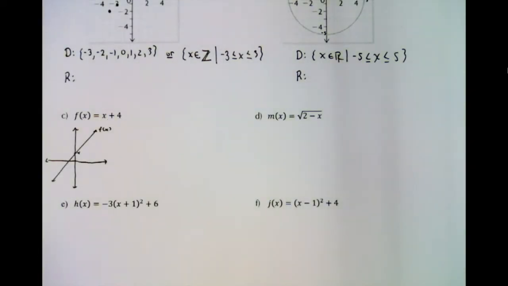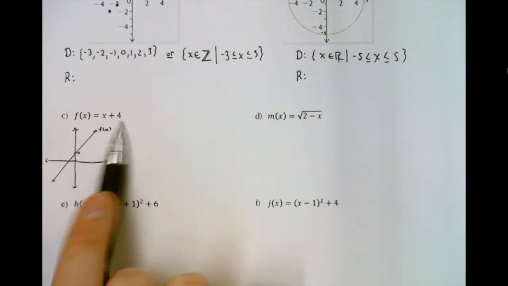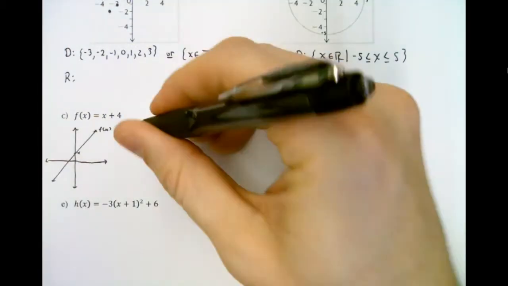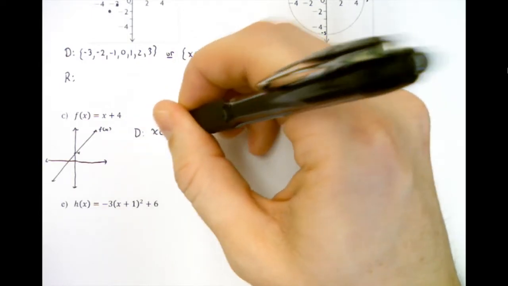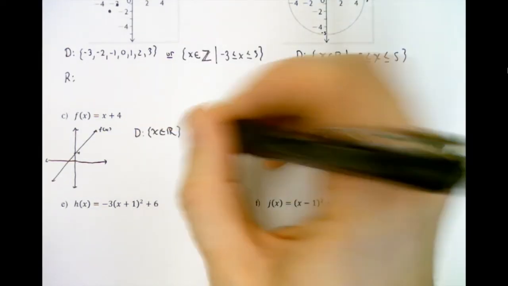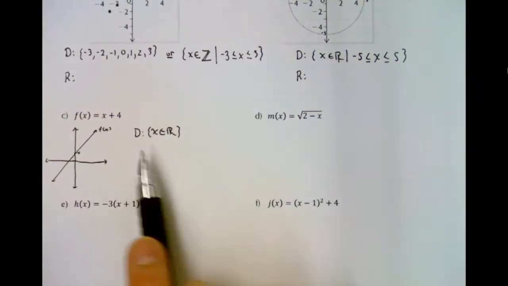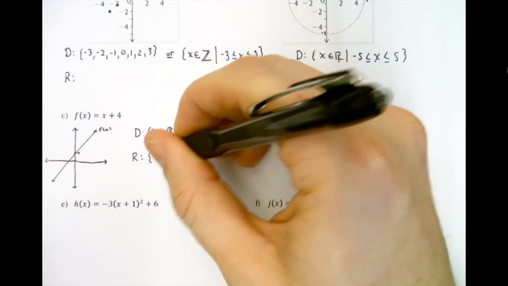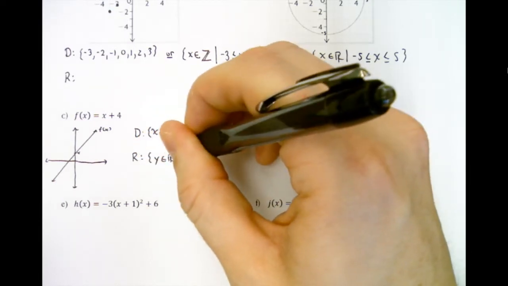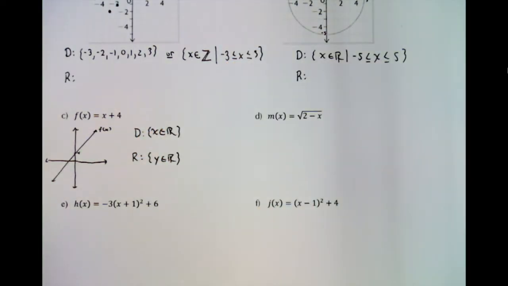So let's think. Are there any restrictions on x? Well, no, because it continues all the way to the left, all the way to the right, and everything in between. So for a domain, that's just x belongs to real. And when we did our parent functions last lesson, the line had no restrictions on the domain, and in fact, it had no restrictions on the range either. That one's not too bad.